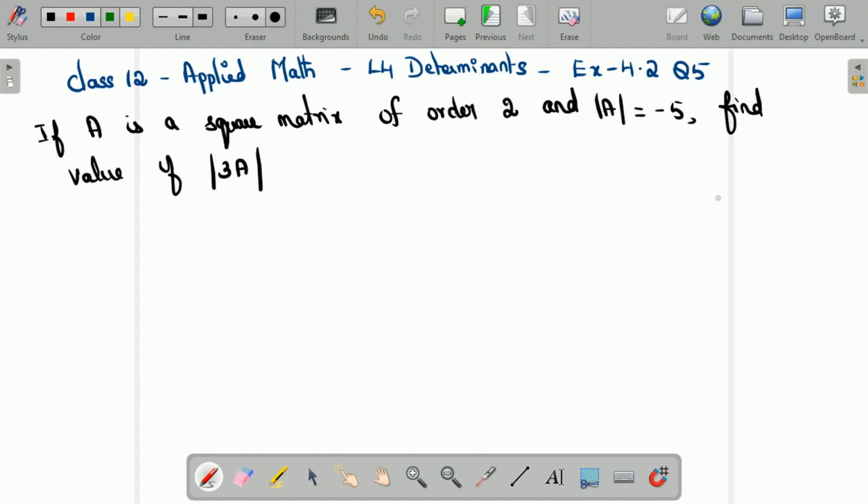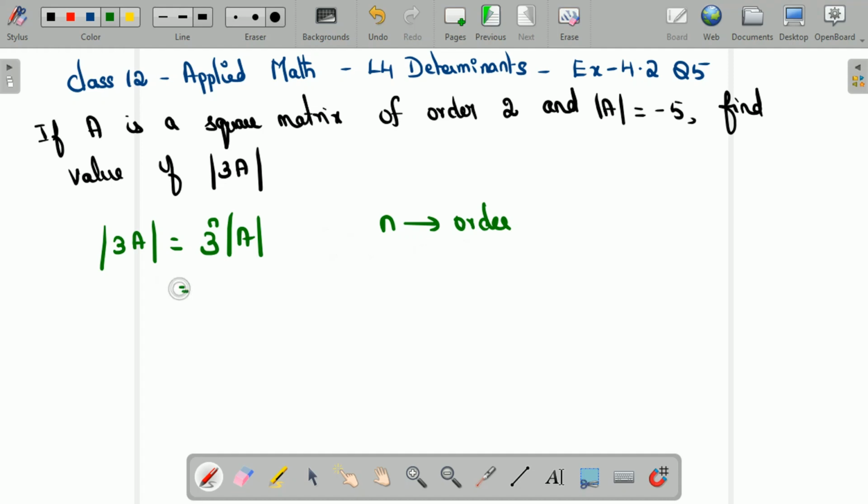In this video, we are going to find the solution of the fifth question in exercise 4.2. If A is a square matrix of order 2 and determinant of A is minus 5, then find the value of determinant of 3A. See, determinant of 3A can be written as 3 power n into determinant of A, where n is going to be the order of the square matrix here.